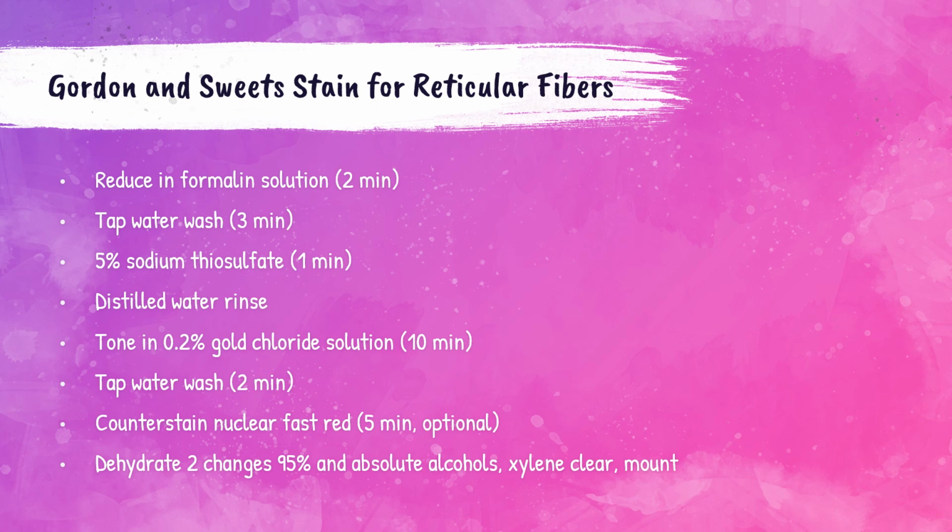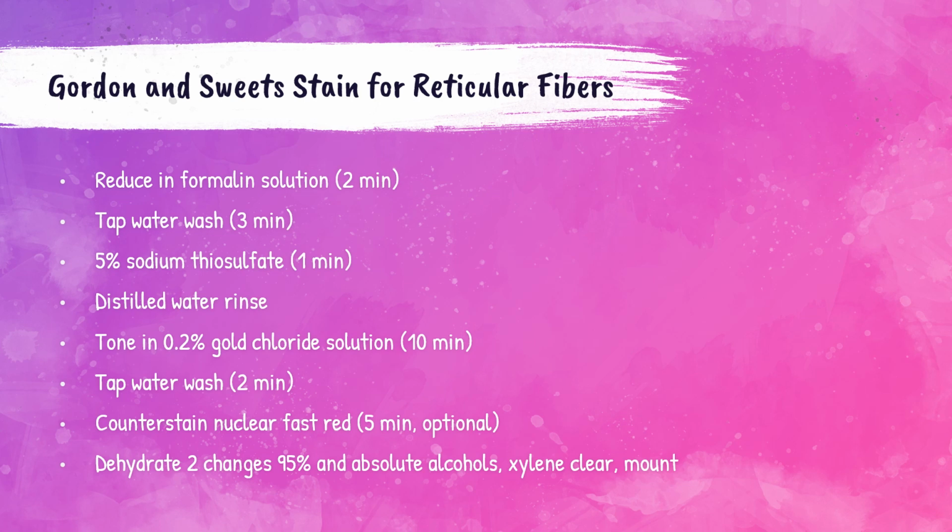So after this distilled water rinse, the tissue should be reduced in formalin solution for 2 minutes, then washed in tap water for 3 minutes. After this wash, the tissue should be placed in 5% sodium thiosulfate for 1 minute, then rinsed again in distilled water. After this rinsing step, tone in 0.2% gold chloride solution for 10 minutes, then wash in tap water for 2 minutes.